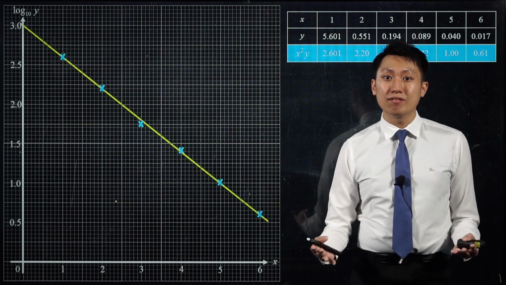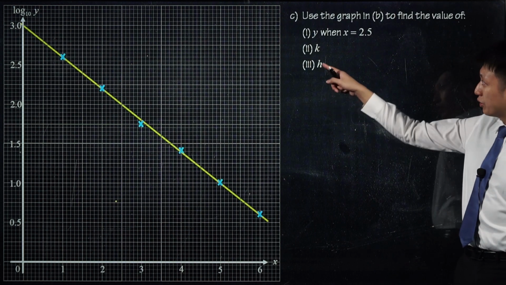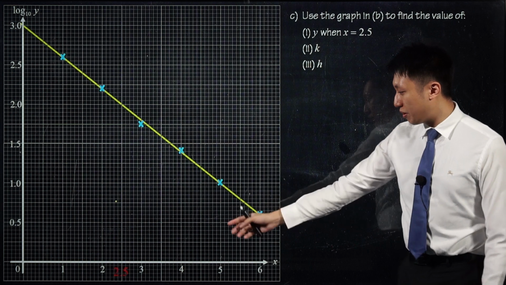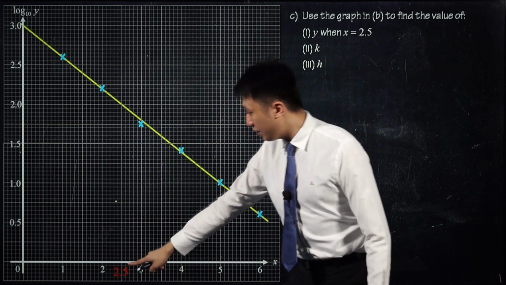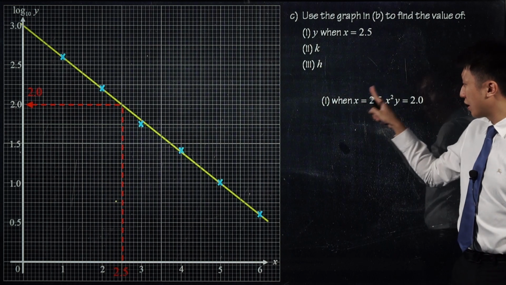Okay, so it's kind of like evenly distributed. Good. Next, we do this. Find y when x is 2.5. Let's do it. 2.5 here. Then go up. Go there. Then we have to have this one.